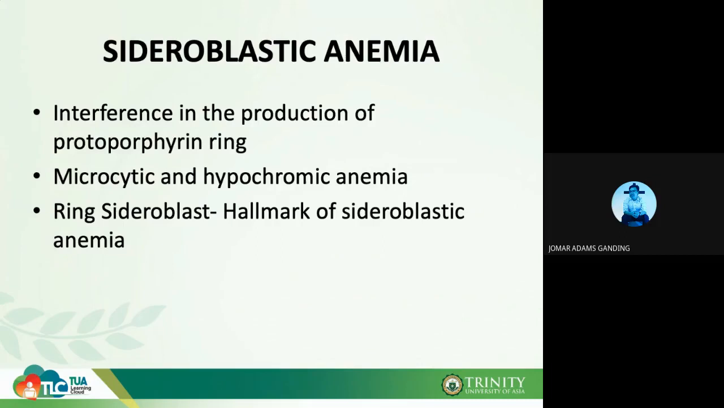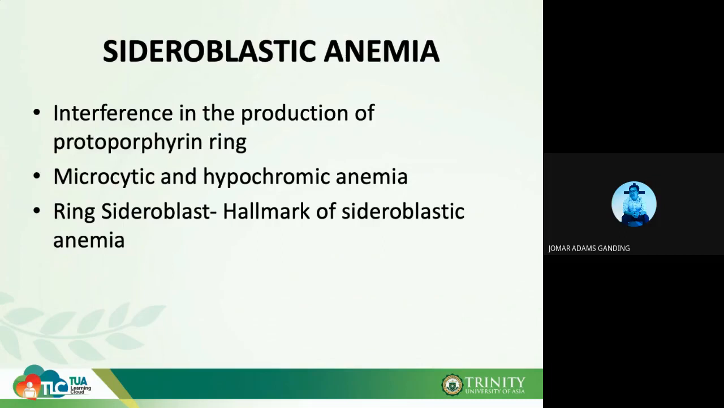Let us try to differentiate sideroblastic anemia by comparing it with your iron deficiency anemia. In iron deficiency anemia, I hope you still remember, we talked about your free erythrocyte protoporphyrin, or FEP, which is said to be increased. Why is that, sir? Because you have a lot of protoporphyrin rings, but you have no iron to bind with them to form your heme.